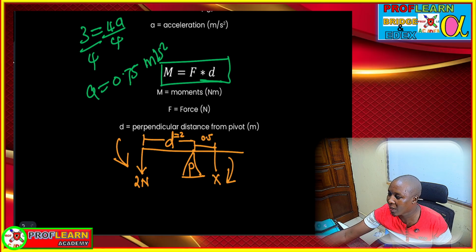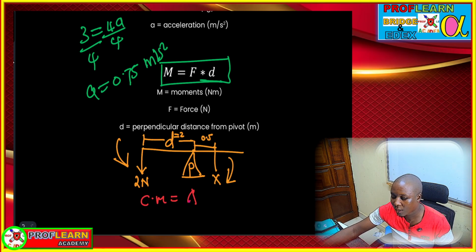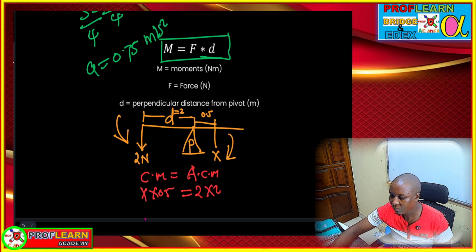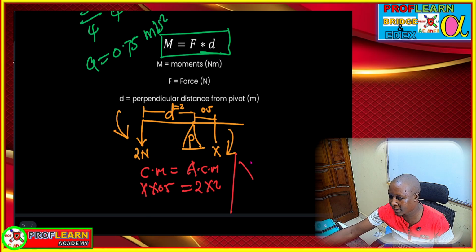I'm just showing you how you can use this formula. Clockwise moment is equal to anti-clockwise moment. Anti-clockwise moments are here, so we can say clockwise moment, x times 0.5, is equal to anti-clockwise moment, which is 2 times 2. The force x is going to be 4 over 0.5, and that's going to be 0.8.